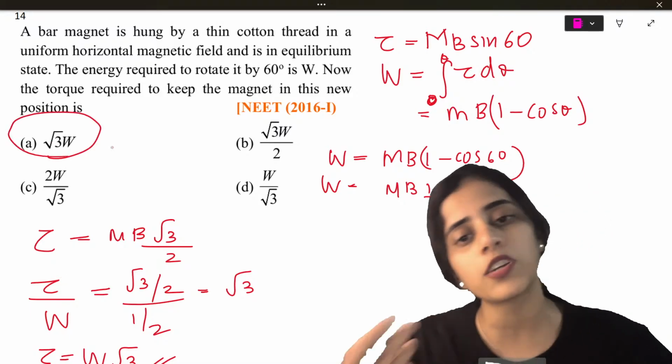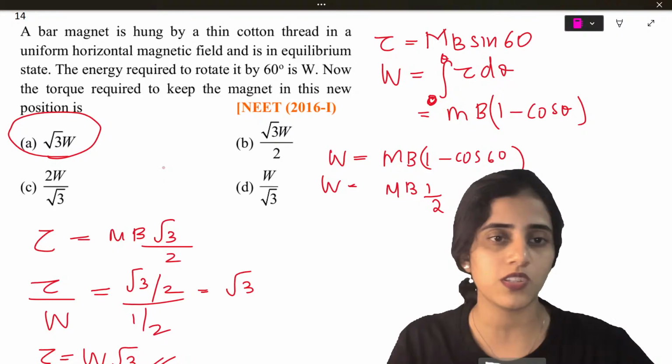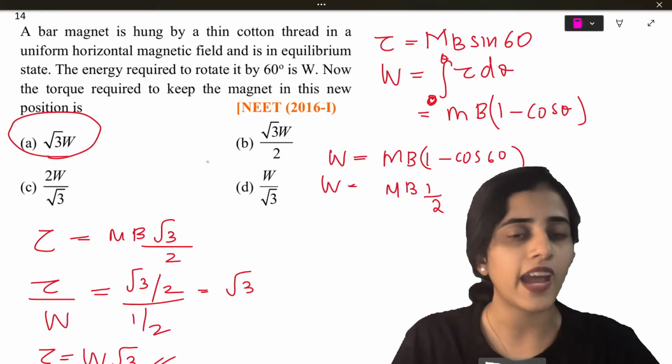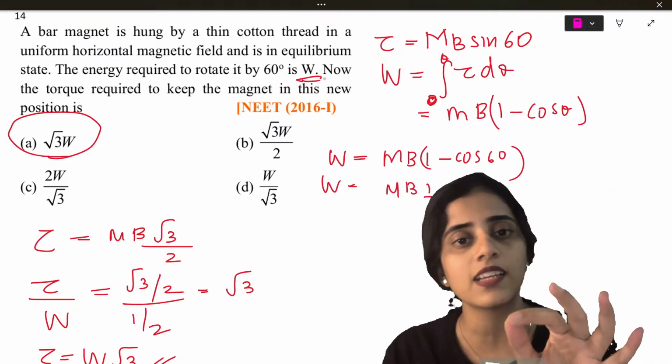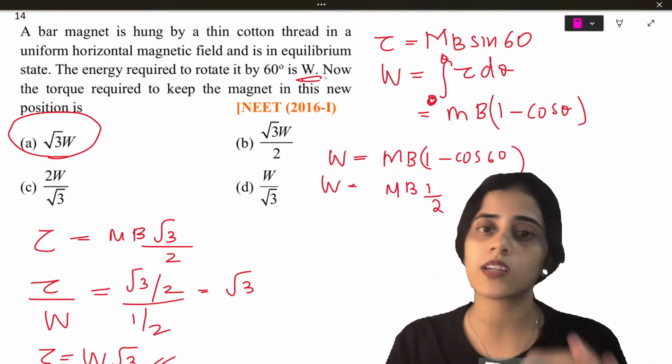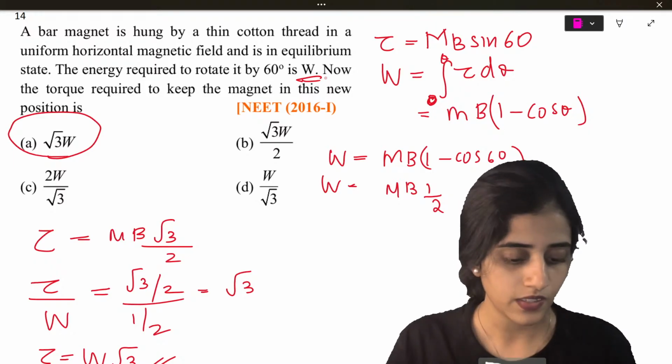Now, how do I know that I have to find out work done? See, look at the options. All of them have work done in it. And the energy required to rotate it by 60 degree is W. W is the work done. Work done and energy is the same. Okay?